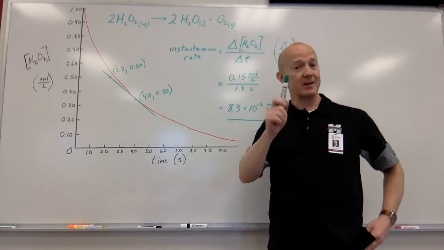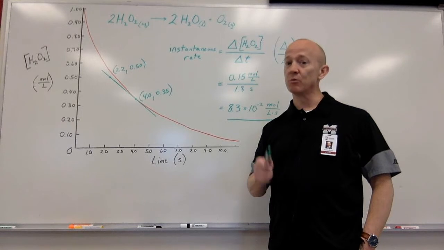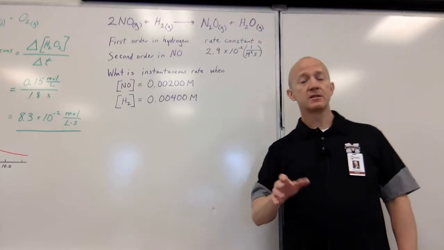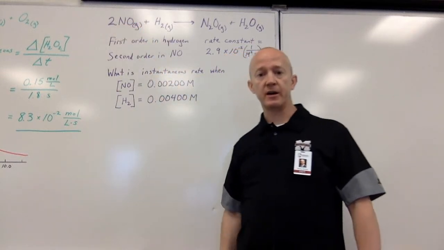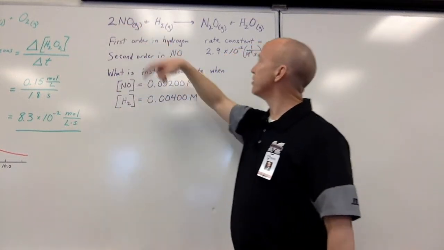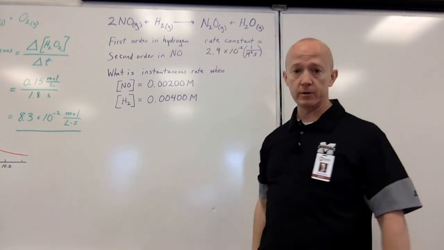You know though, there is another way of finding instantaneous rate. And that's through what we learned in the last section, rate law. Let's say we have this reaction right here. The reaction between nitrogen monoxide, also called nitric oxide, and hydrogen to produce dinitrogen monoxide and water.